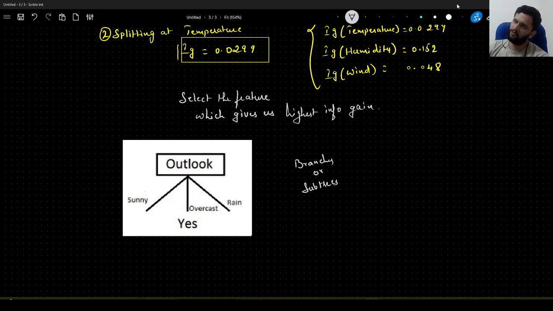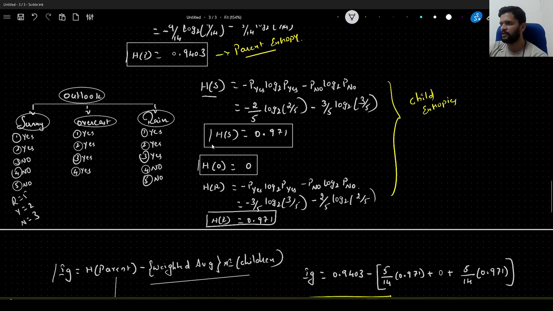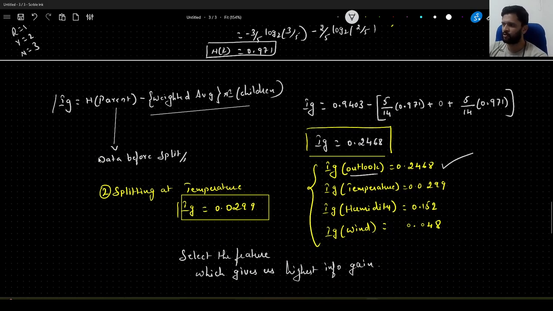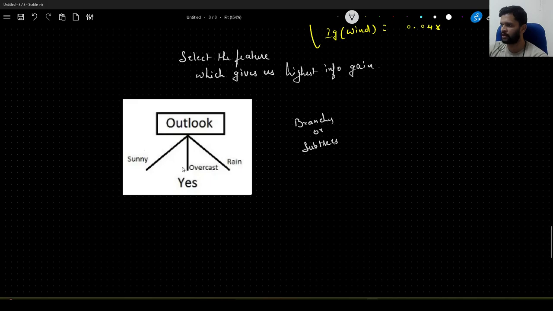Now, one important thing to understand here. The entropy at overcast condition is zero, right? So, we will not split this particular sub branch here. Whatever we have here, overcast, all are S. So, if the Outlook is overcast, we are sure to play. So, at this particular point, we will not split further.